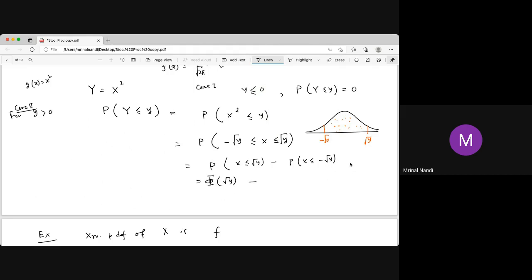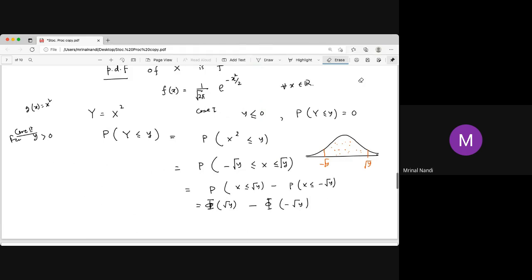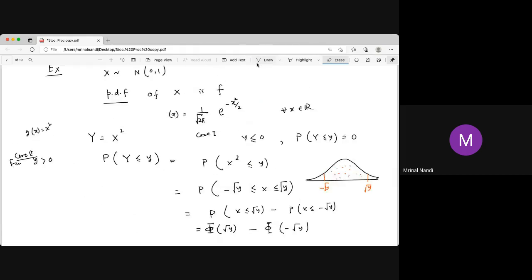By the way, remember that for a single point the probability is 0. That's why we write less than or equal to. Capital phi is the distribution function of the standard normal distribution, and small phi is the standard notation for the density function of the standard normal distribution.